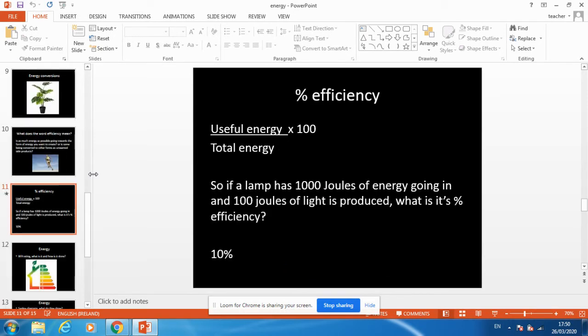Now, in terms of percentage efficiency, I've seen this come up in your mock papers. That's where we measure how efficient something is at creating the type of energy that we want. So you take the useful energy, so if we're talking about a lamp that gets 1,000 joules of energy, and it produces 100 joules of light, we put 100 joules over 1,000 and we multiply that by 100 and we work out then that its percentage efficiency is 10%. Now, that's a pretty bad lamp if its efficiency is 10%. You would probably go looking on Amazon for another lamp that's more efficient than that, because you're going to be paying for the electricity to go into that to give you only a small amount of light.